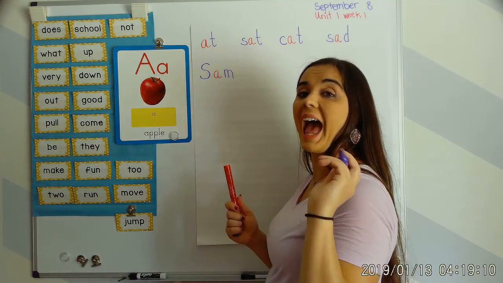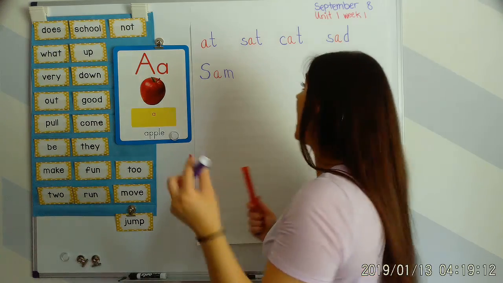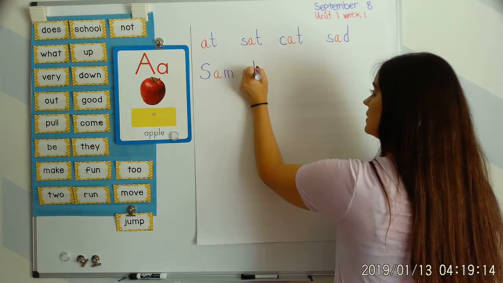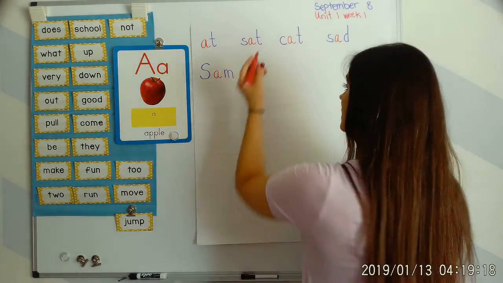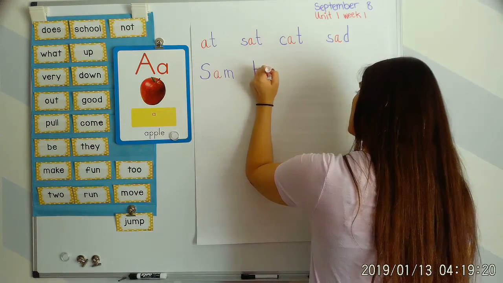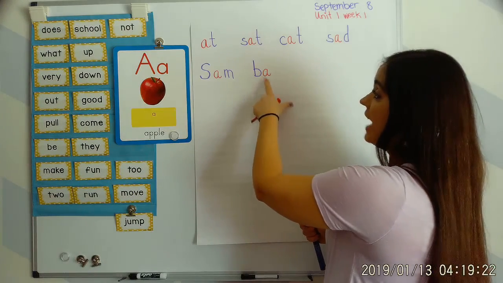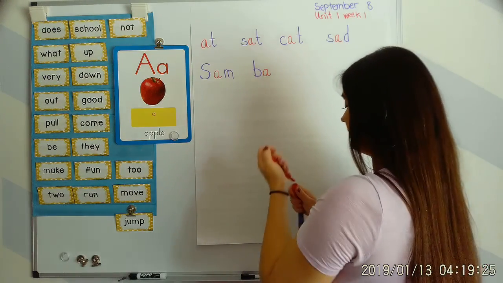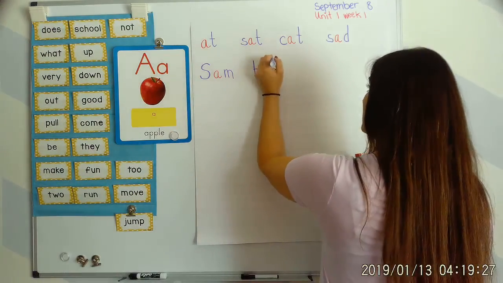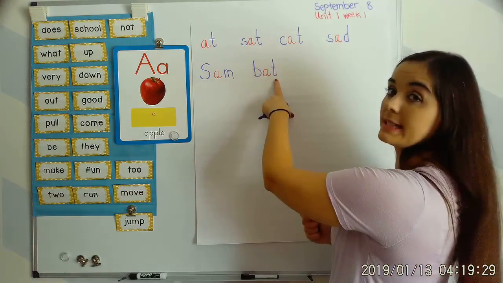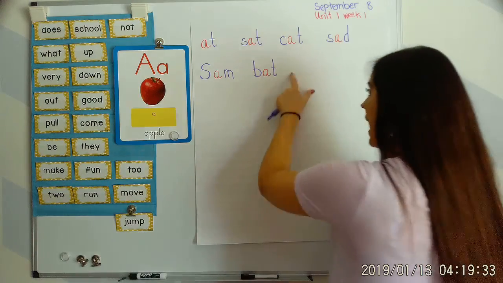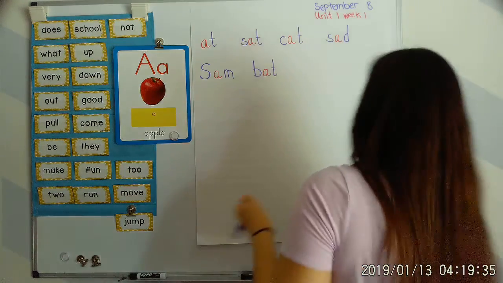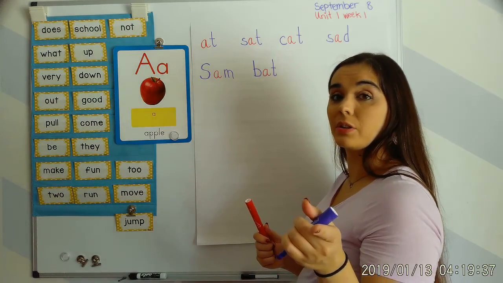Bat. So B says b. There's that A in the middle, says a. And T says t. Let's blend. Bat. Next word, has, your turn.